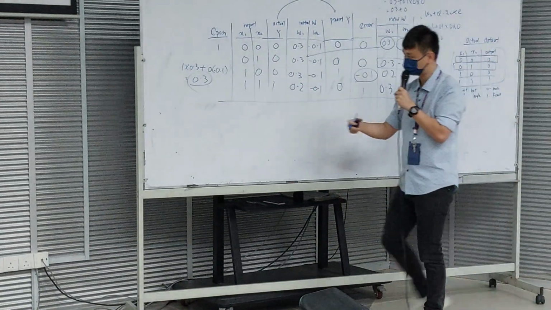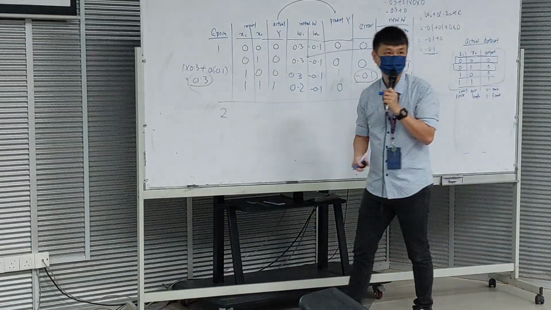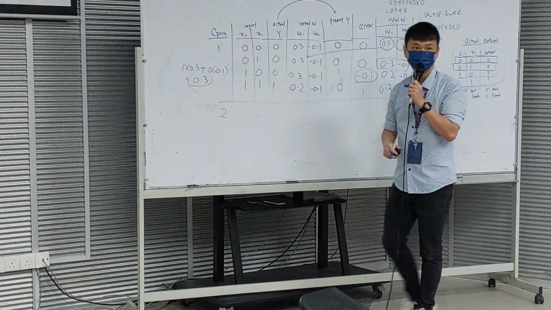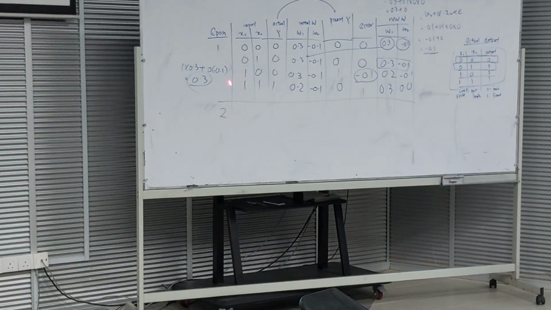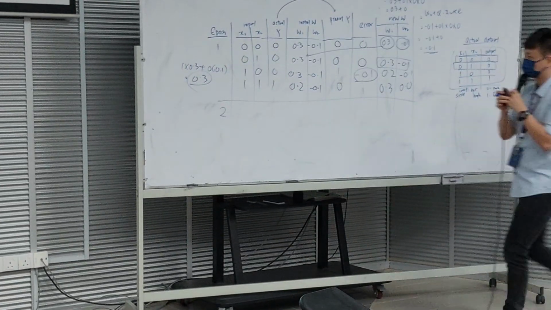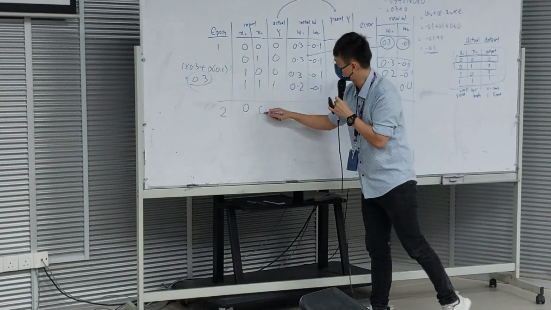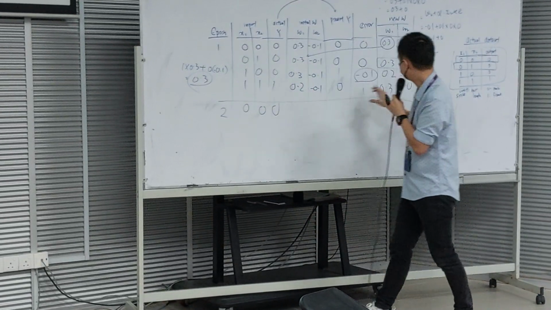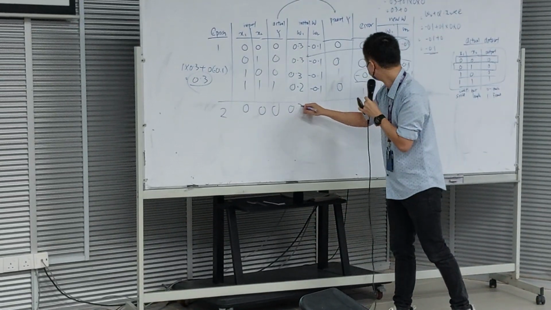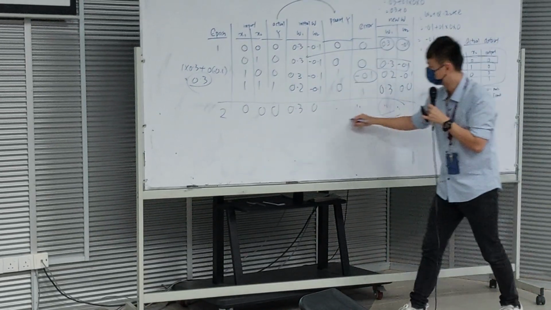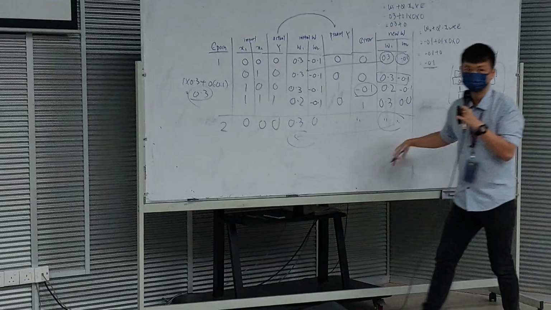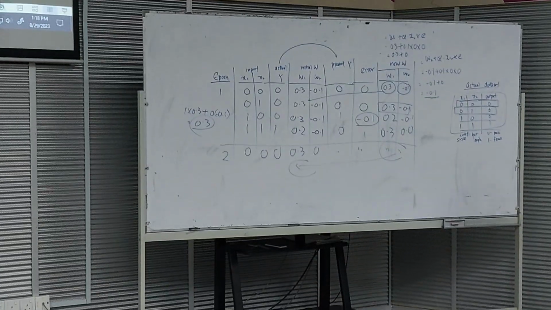Then you have to repeat for the second epoch. You have to repeat for the second epoch, using the same data. Okay, start from the beginning, 0, 0, actual 1, 0. This one, bring it down to here, 0.3, 0, and calculate this. Repeat for the second round, epoch, third, fourth, fifth.